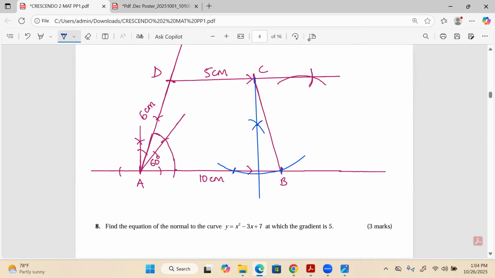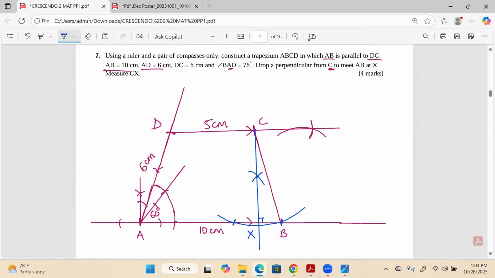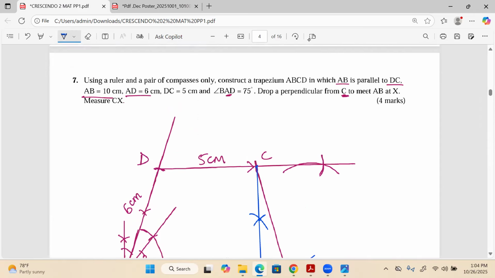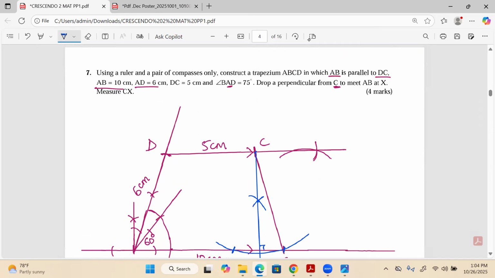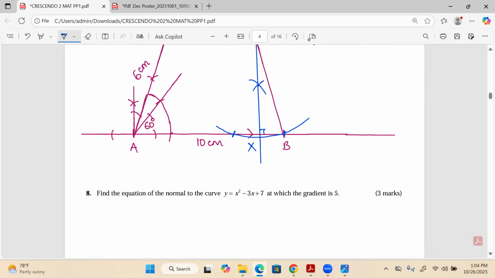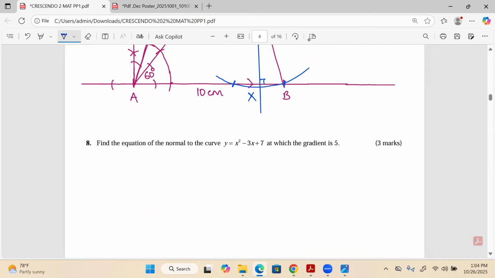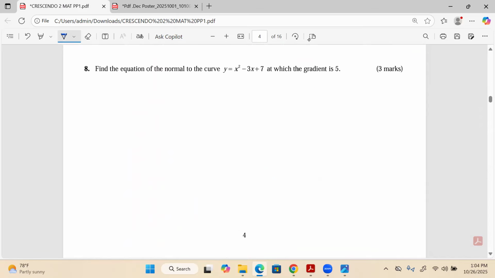So this becomes the point X. It's a perpendicular line, and that becomes the point X. Then you can proceed to measure the length CX. A very good question on construction. You can try it later and confirm your length CX using the comment section. If you're doing it and you have geometrical instruments, please confirm whether you can get the value that you need.